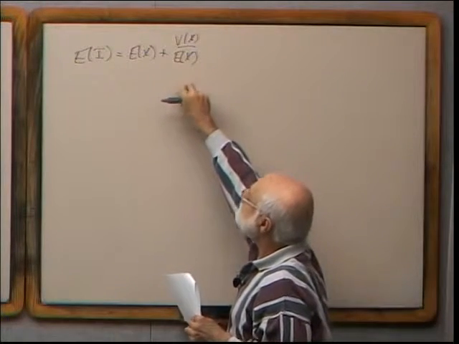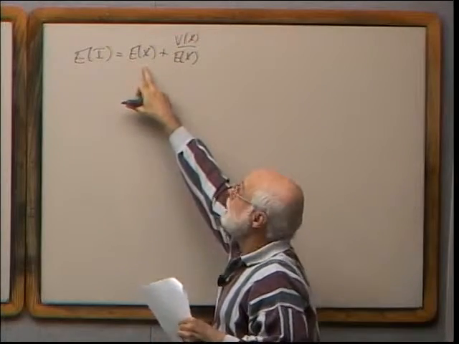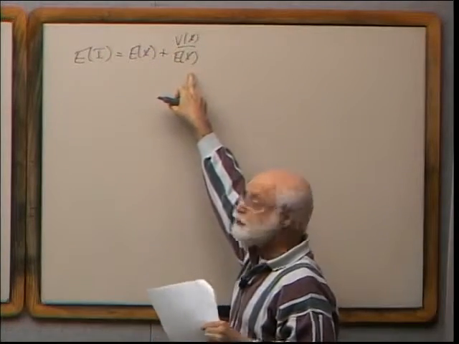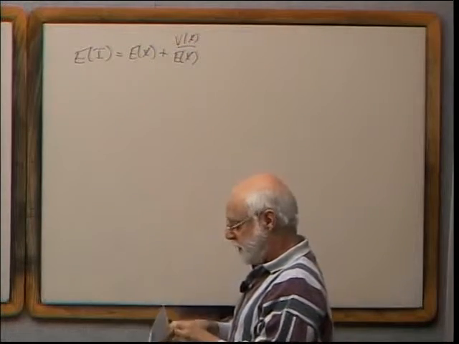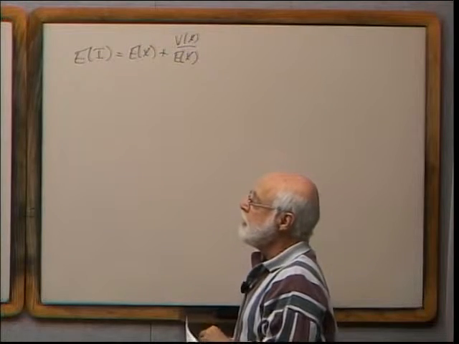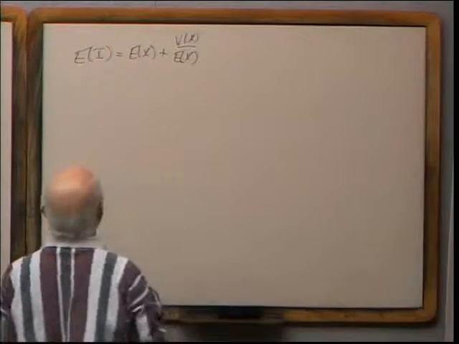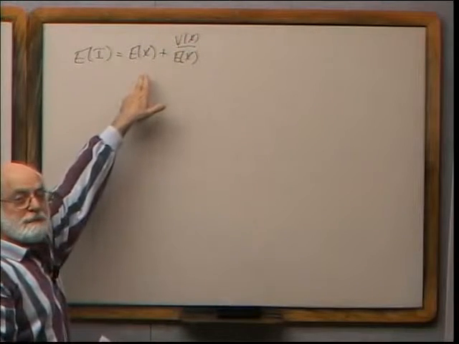And the only time that this and this are equal is when this term is 0, and that term is 0 only when the variance is 0. In other words, only when x is constant. So in any kind of stochastic process, if these intervals are not constant, if they have some random variation, then the average interrupted interval is going to be larger than the average interval.